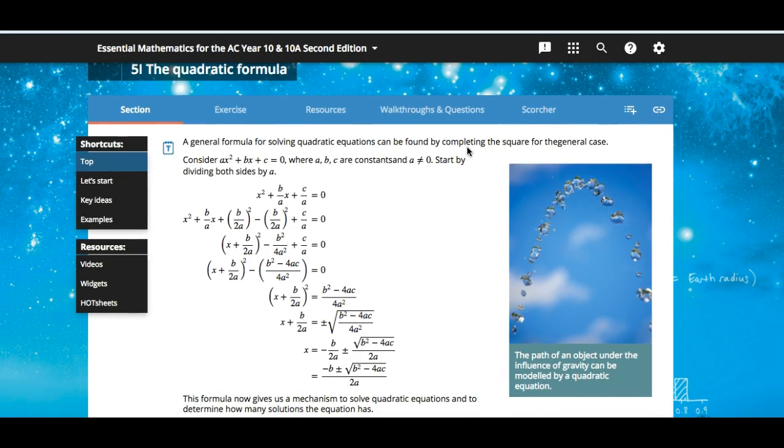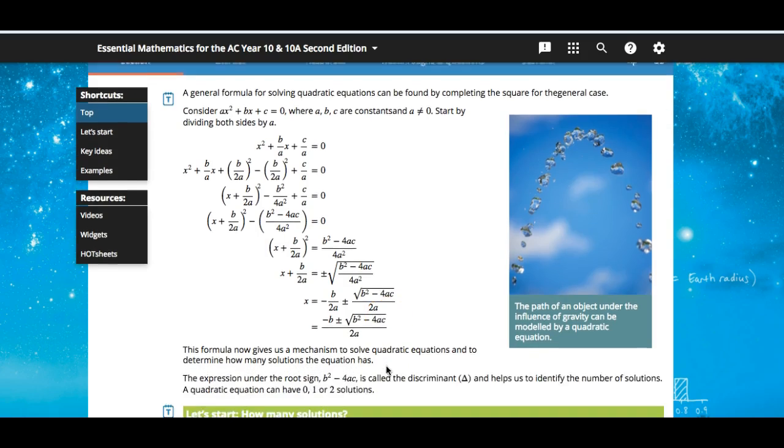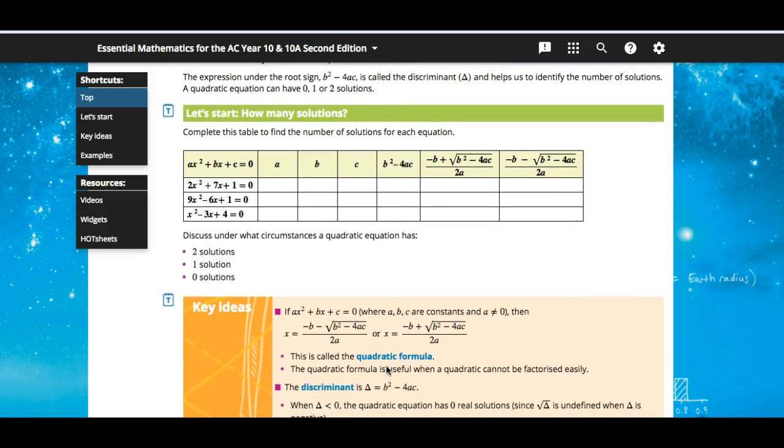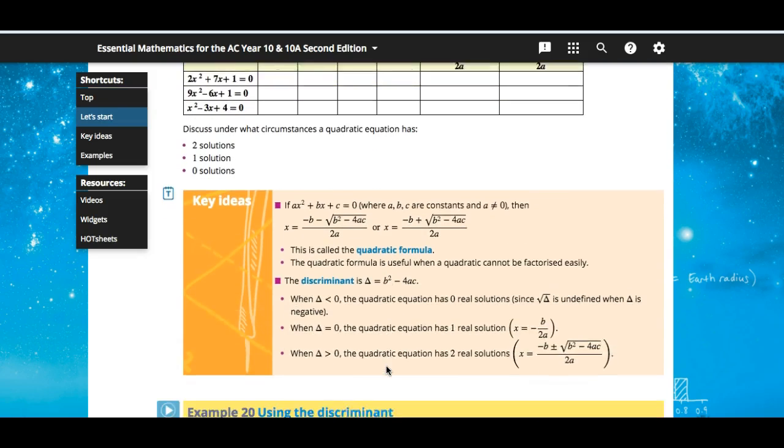If you ever want to know where the quadratic formula has come from, here is all the working out done for you. Basically it's taken the general quadratic in expanded form and then solved for x. So that's how you get your quadratic formula. You use the null factor law, let it equal 0, and then it's just a bunch of solving until you get x. I think that's quite interesting, and if it interests you, you can read it a little bit more. But let's move on to the key ideas.